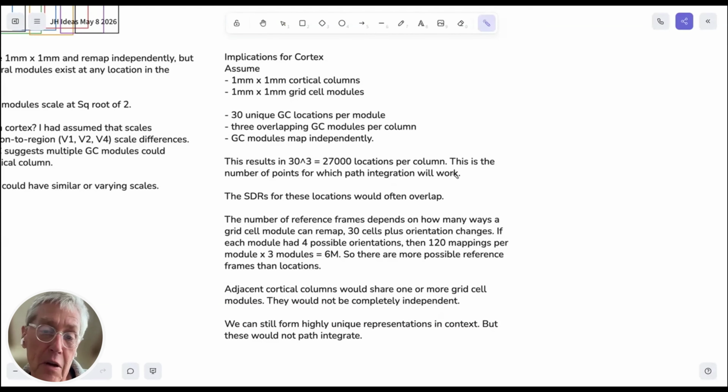If I only have one grid cell module, it's really limited. But three, okay, that's not bad. It's getting someplace. So this is like you point out, Neil, an in-between result. It's not ideally what I want.